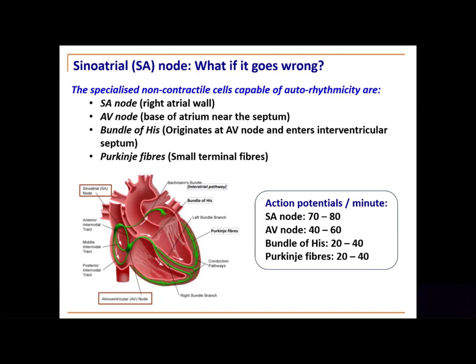The others can't assume their own natural slower rate because they're activated by action potentials that have originated in the SA node, and they're getting there before they can reach threshold at their own much slower rhythm.